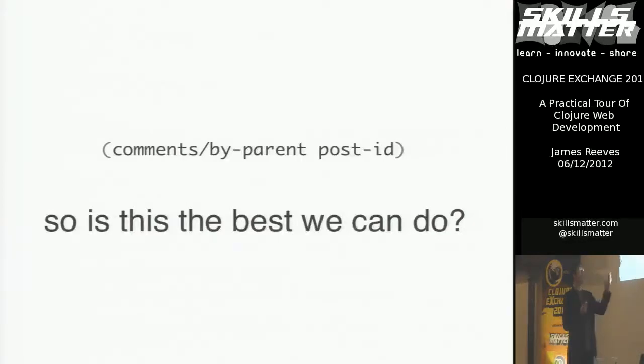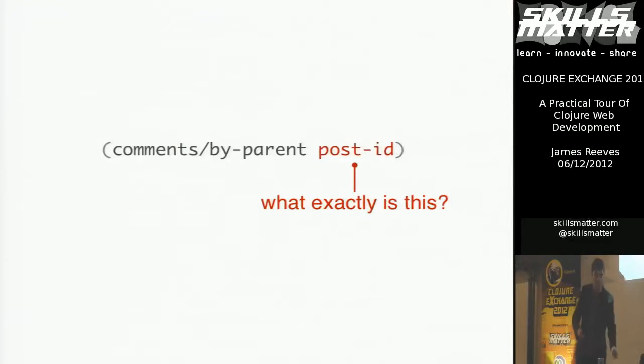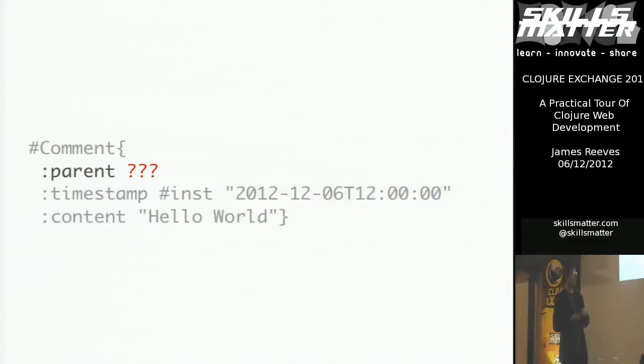We've got our comments. We're trying to find all the comments which have a certain parent, and we're giving them a post ID, the identifier of the post. But what exactly is this? What exactly is this post identifier? How are we identifying these posts? So we've imagined that this is our comment data structure here.